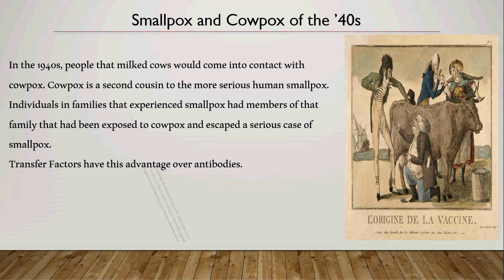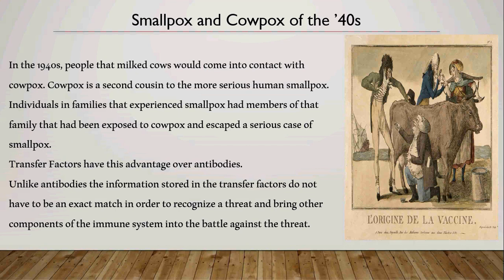All right. So transfer factors have this advantage over antibodies because unlike antibodies, the information stored in transfer factors does not have to be an exact match in order to recognize a threat and bring other components of the immune system into the battle against this threat.